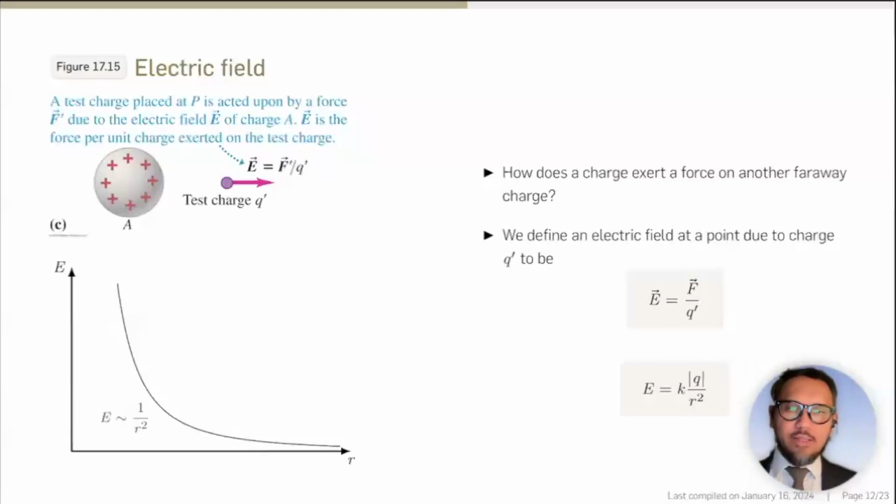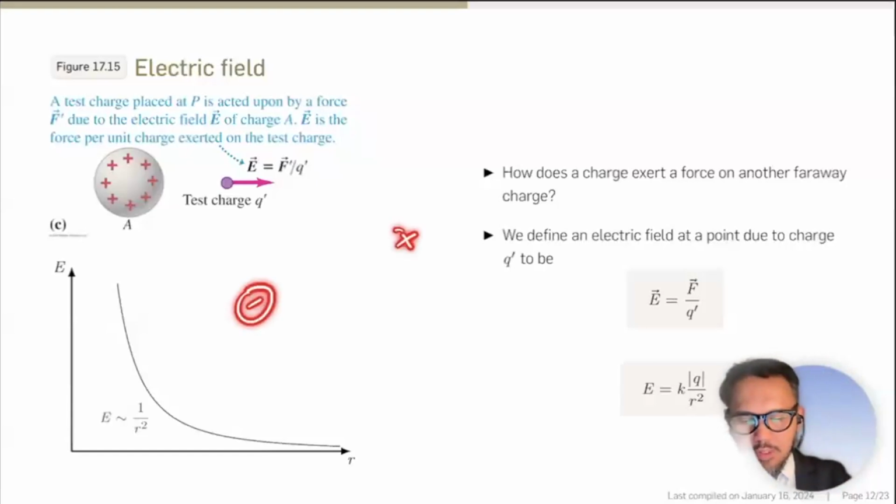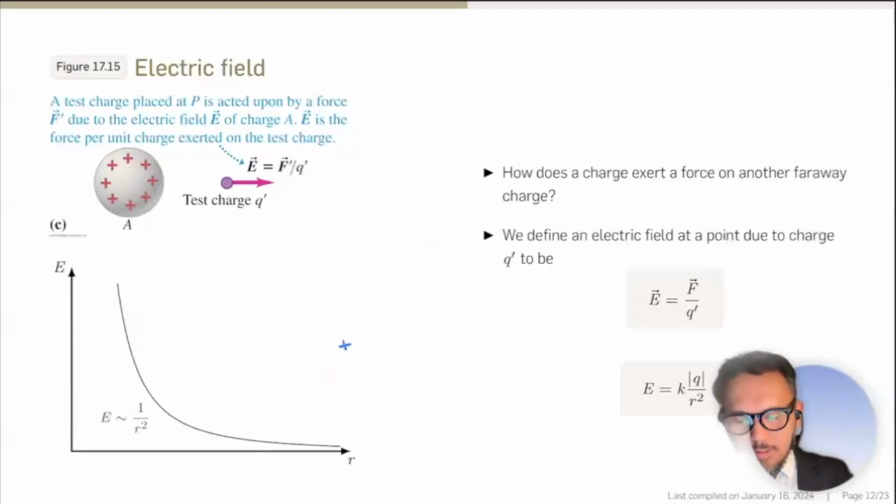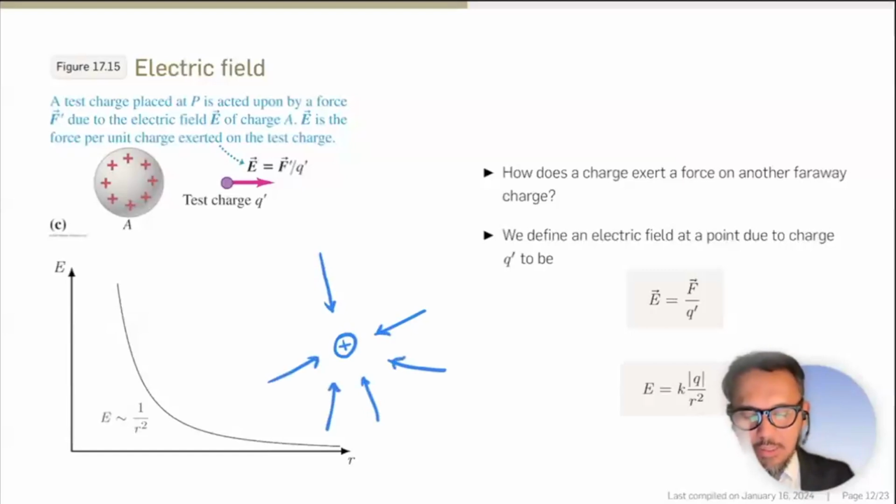So electric field. Before, we talked about two charges, right? Positive and negative, or positive and positive. But right now, to discuss a field, one charge is sufficient. So let's say a single charge can generate a field. And it doesn't require a medium.